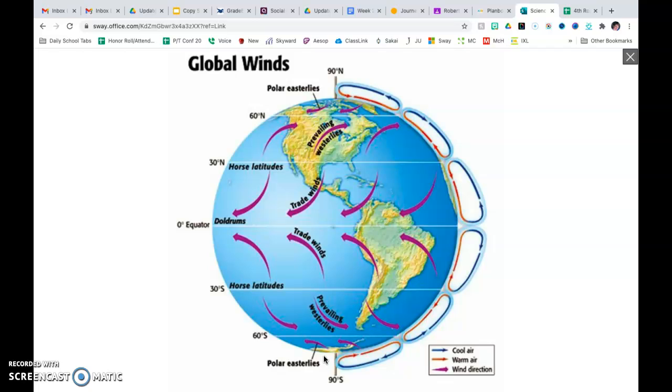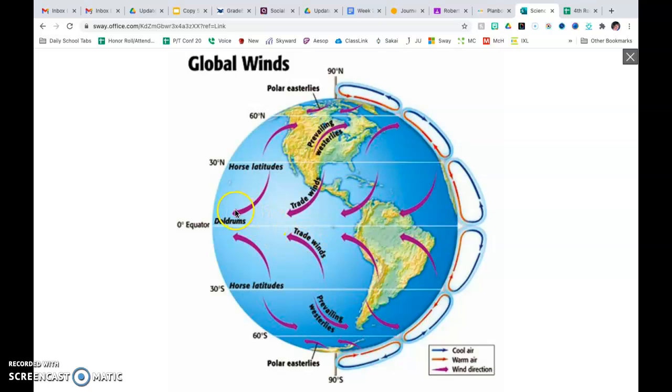So they're called easterlies. Since we just talked about the easterlies, look, these are coming from the west. In between 30 and 60 degrees, north and south, you have the prevailing westerlies. So the polar easterlies, prevailing westerlies. And then between 0 degrees, your equator, and 30 degrees north and south, you have the trade winds.